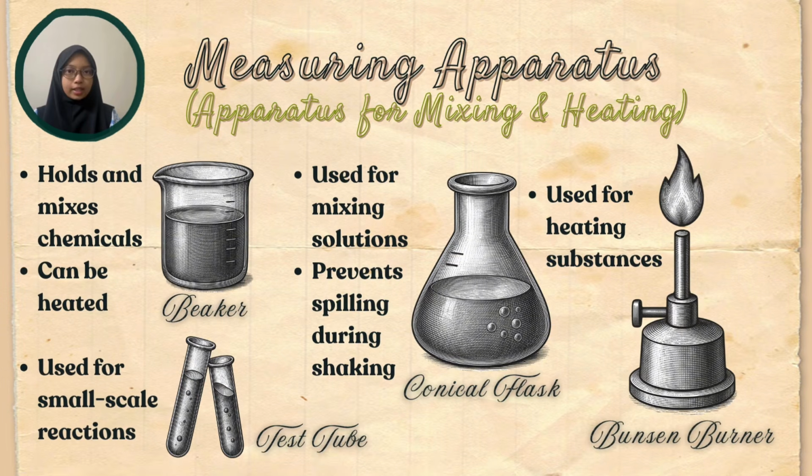Besides measuring apparatus, there are also apparatus used for mixing and heating substances. A beaker is commonly used to hold, mix, and heat chemicals. It is one of the most basic apparatus in the laboratory. The conical flask is used for mixing solution. Its narrow neck prevents spilling while shaking the solution. Next, the test tube is used for small-scale chemical reactions and testing substances. The Bunsen burner is used to heat chemicals during experiments.